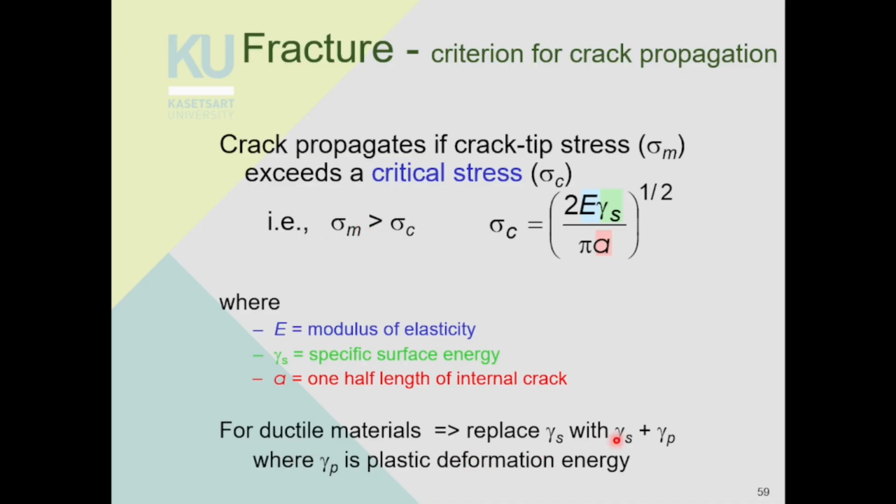For ductile material, we replace gamma s with gamma s plus gamma p, because we have plastic deformation as well, which is the energy consumed by plastic deformation at the crack tip. So you have another term here. The sigma c for ductile material will be higher than sigma c for brittle material. That's why ductile material is tougher, because it is more difficult for a crack to grow. With gamma s plus gamma p, you have an extra term that makes sigma c higher for ductile material compared to brittle material.